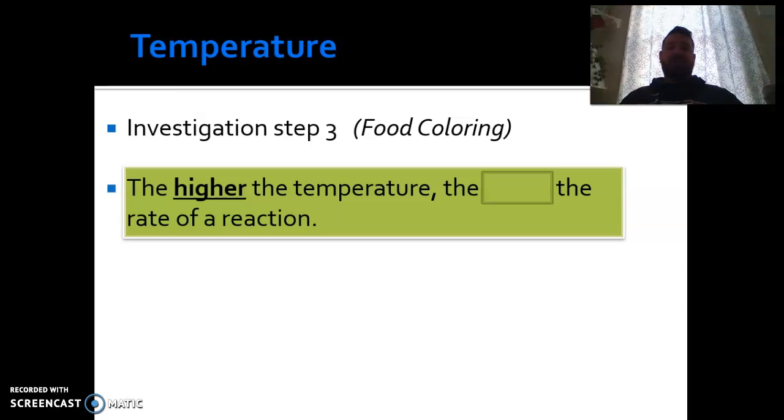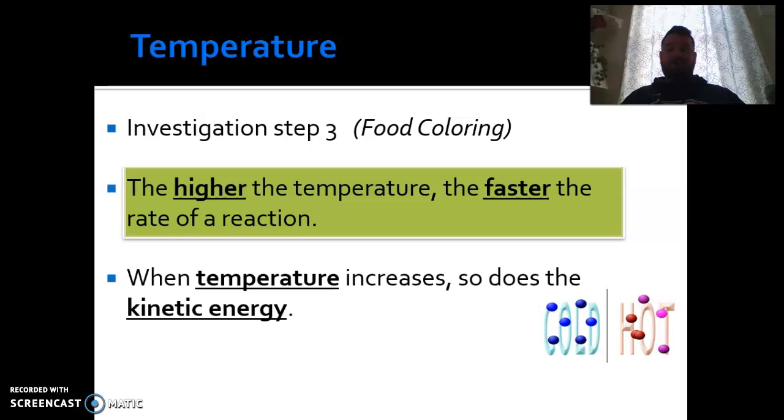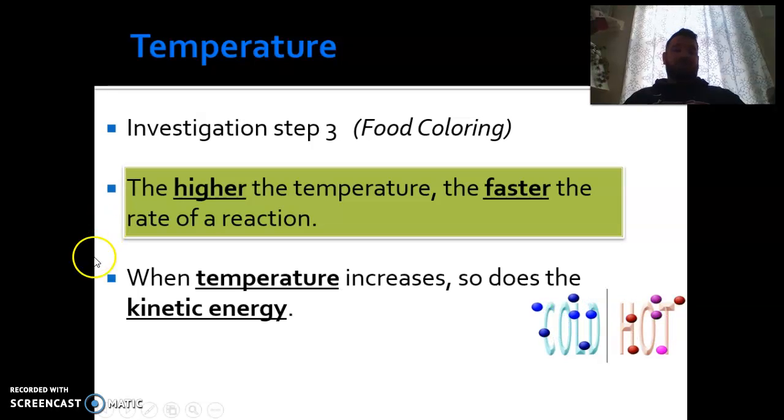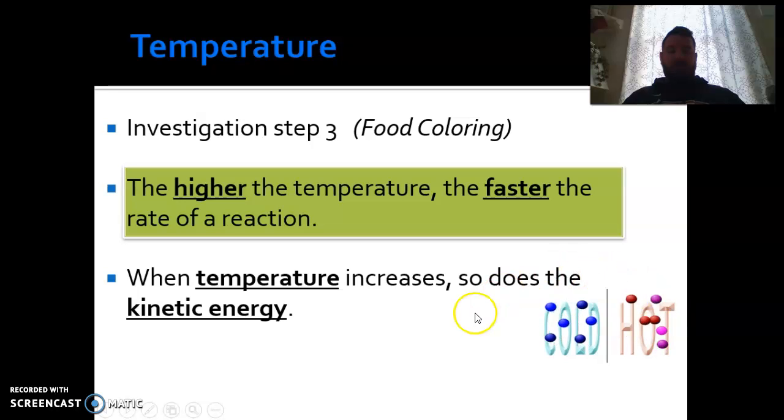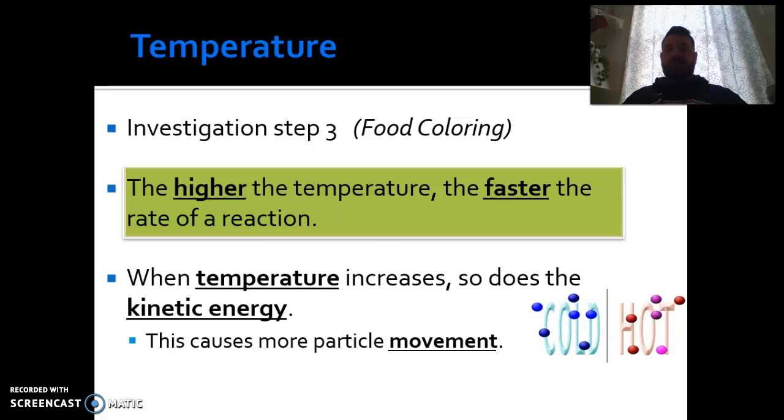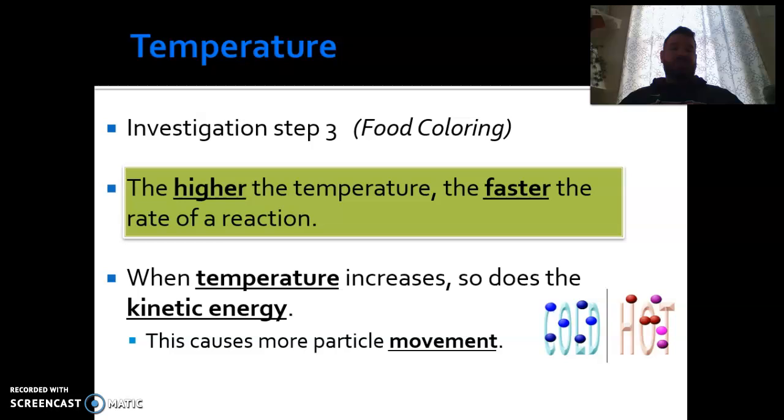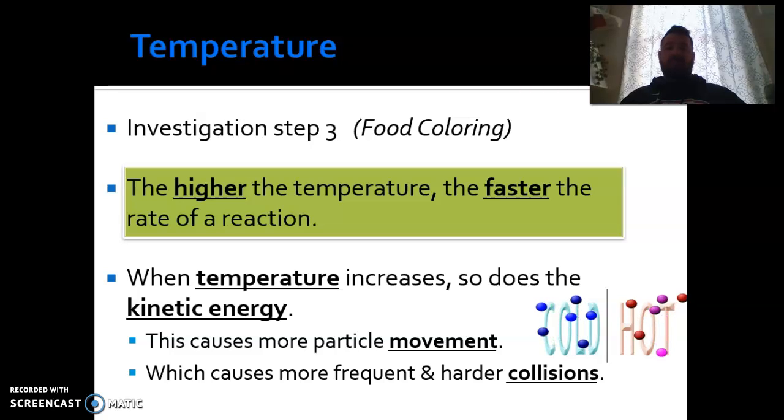So the higher the temperature, the faster the rate of reaction. And we know this because when the temperature increases, so does the kinetic energy. So the warmer our temperatures, the faster our particles are going to be moving. The colder it gets, the slower they're going to move. So when we have more particle movement, we're going to have more collisions between our particles, thus increasing the rate of the chemical reaction. It will cause more frequent and harder collisions.